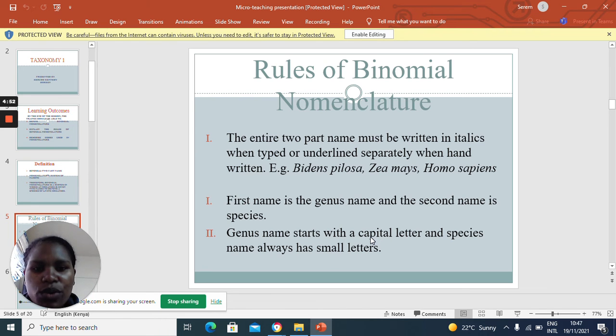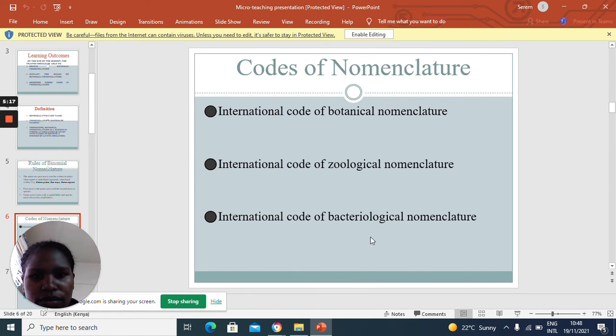And the example we have there, Bidens, you can see B is the first letter and it's a capital letter. P is in the second name, which is written in small letters. The same thing applies to Zea mays and Homo sapiens. Zea mays is an organism. Which organism is that? Zea mays? It is the normal maize we know, and Homo sapiens is the human organism like me and you. Then we go to the next slide, which is the codes of nomenclature.